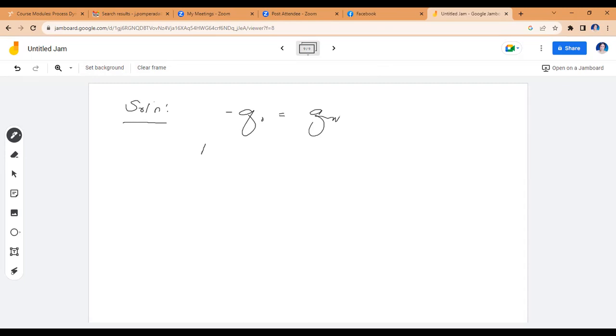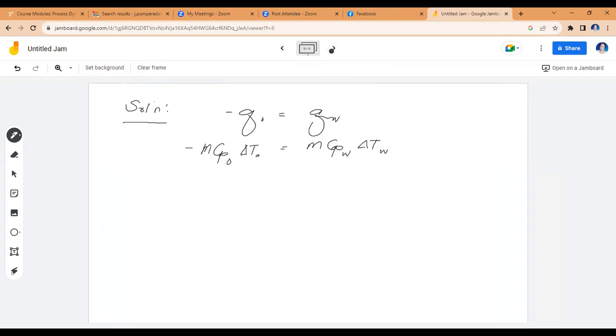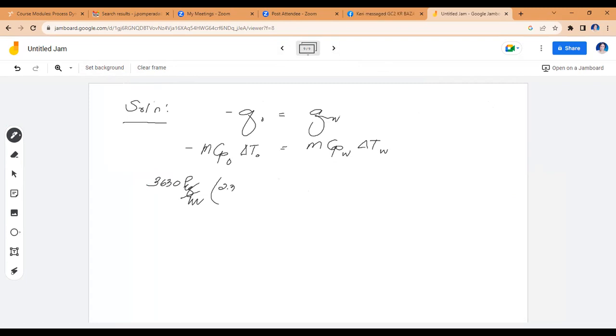So you will have negative MCP of the oil, delta T of the oil, I'll just simply place O, is equal to MCP delta T of water. Okay? Now, I'll place the negative sign in here. Now, what's the mass flow rate of the oil? So you have here 3,630 kilogram per hour. Now, the CP is 2.30 kilojoule per kilogram Kelvin.